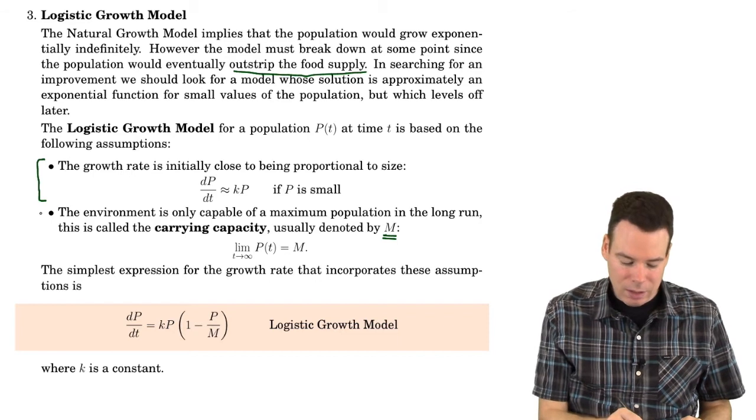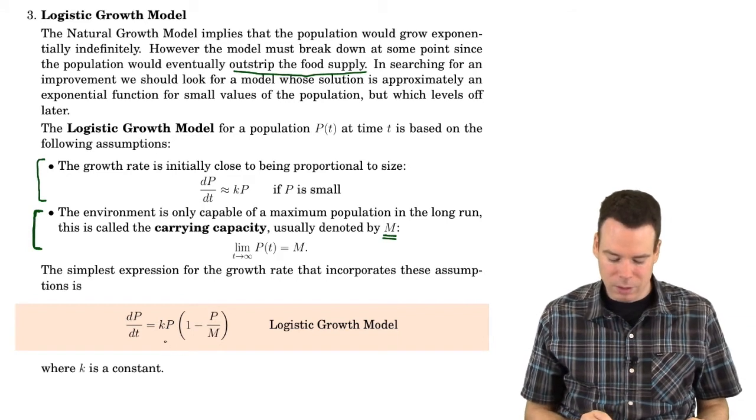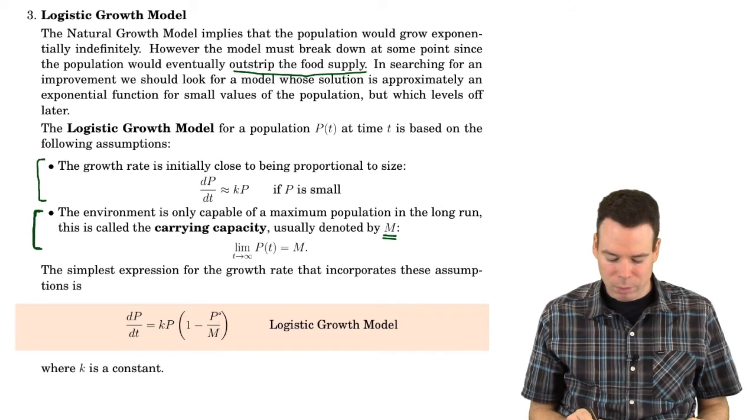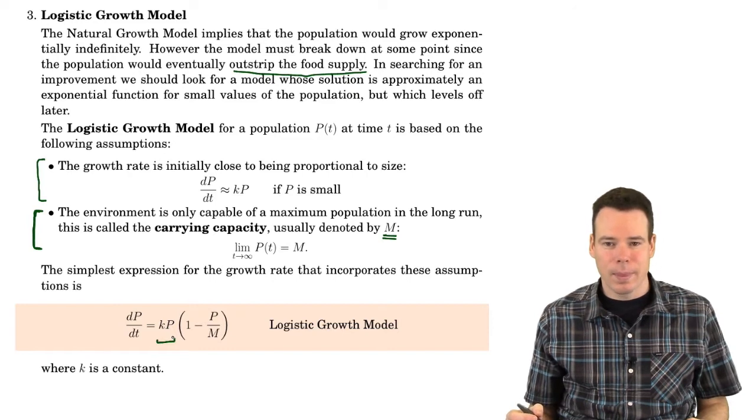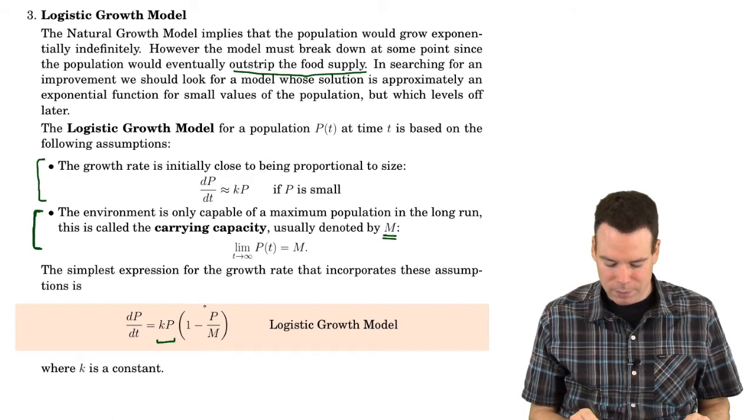Now, how do we take these two conditions and model them? Well, here's the simplest way to do it. It's to say that the rate of change is kP times (1 minus P over M), and if you ignore this 1 minus P over M, you see that it's just proportional to the amount present. But there is this 1 minus P over M term.